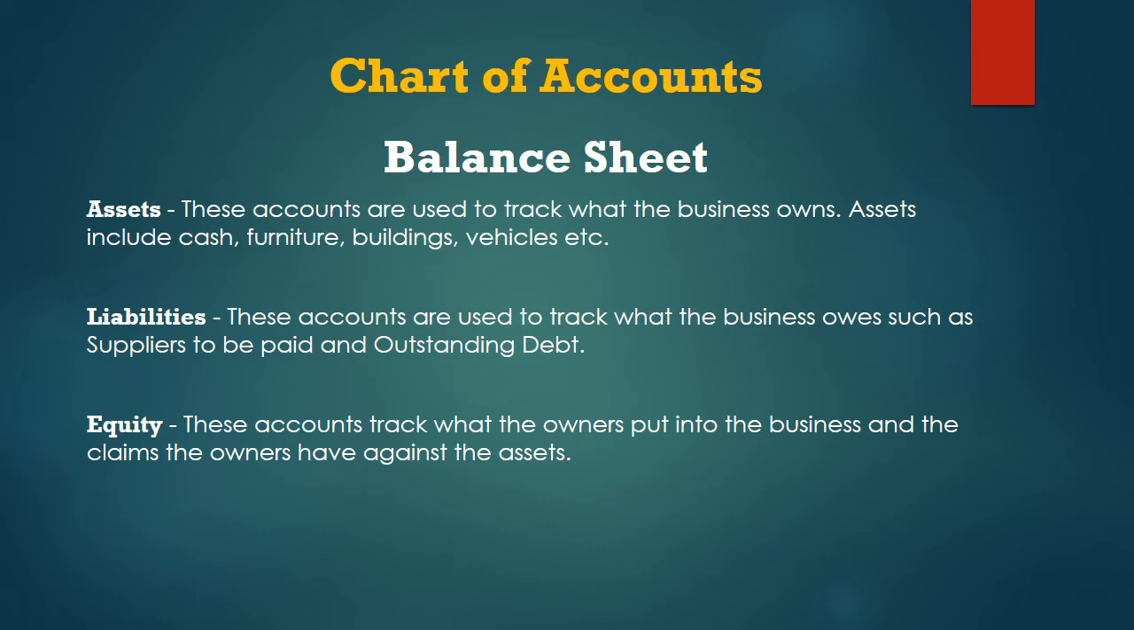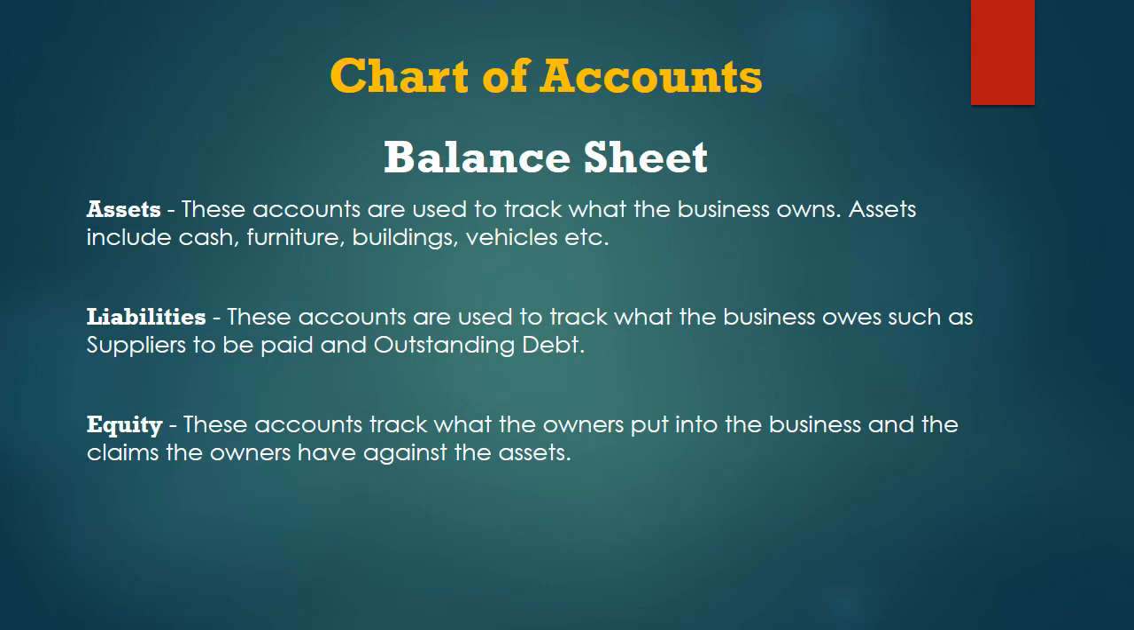See, assets. These accounts are used to track what the business owns. Assets include cash, furniture, buildings, vehicles, etc. Everybody knows what assets mean. Assets means whatever we have: buildings, furniture, vehicles, including current assets like cash. Whatever we have, like machineries and equipment, that's called assets, correct?